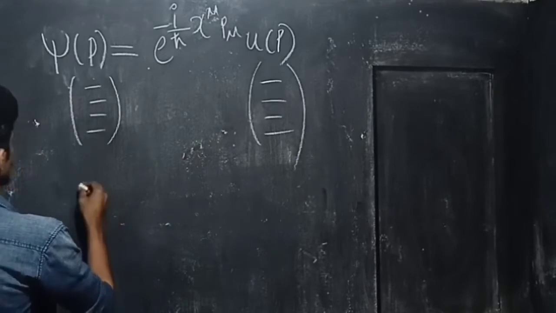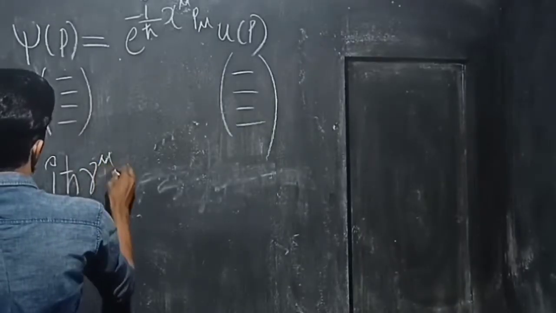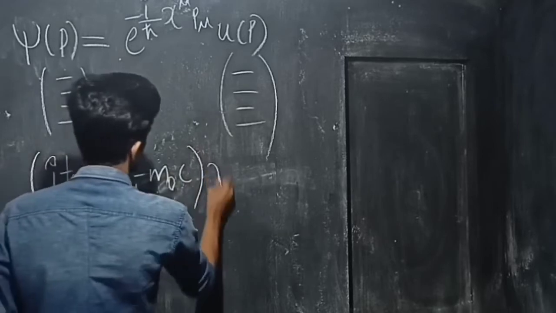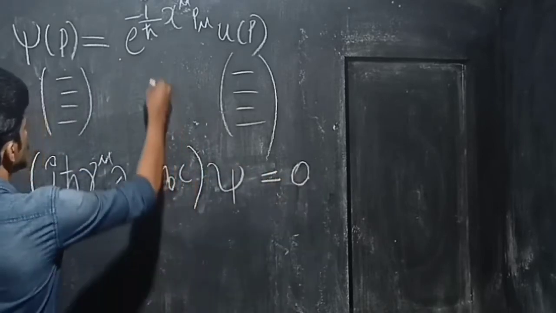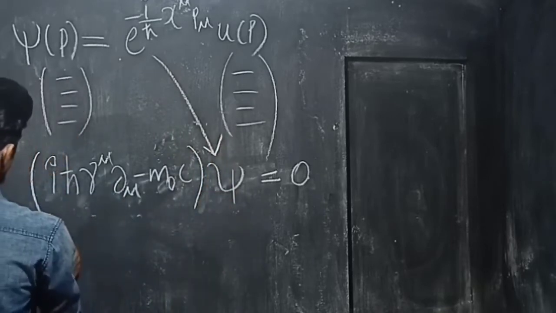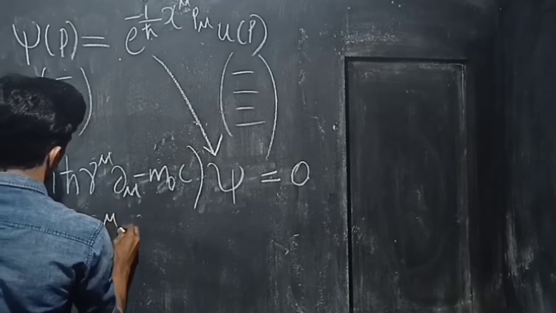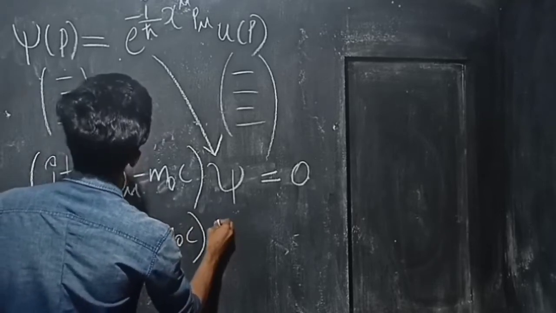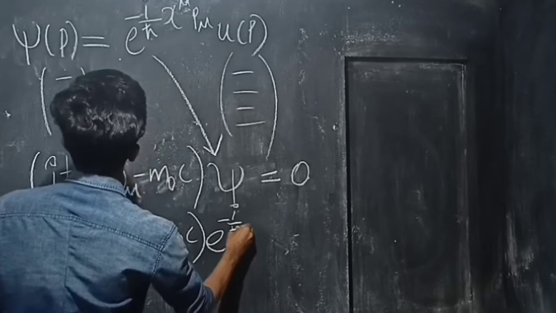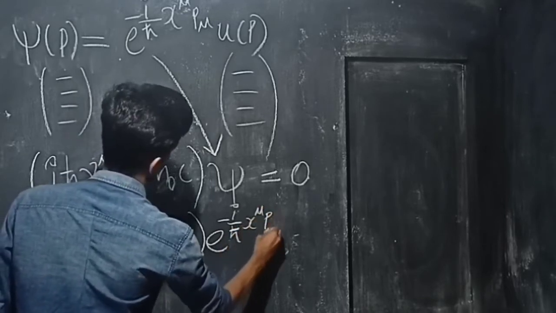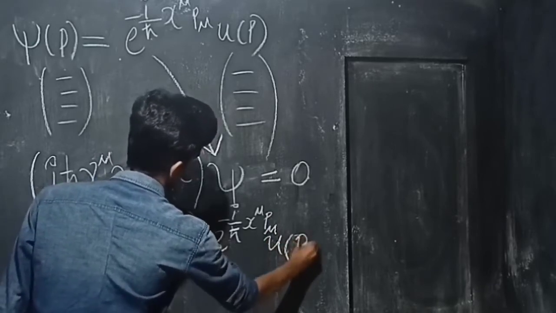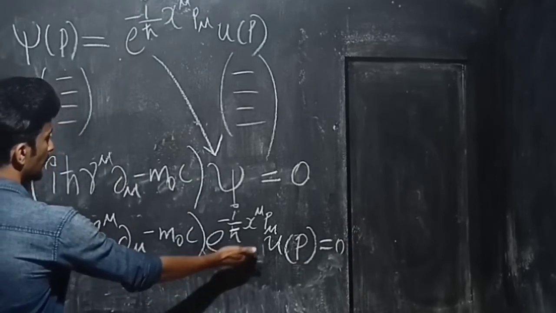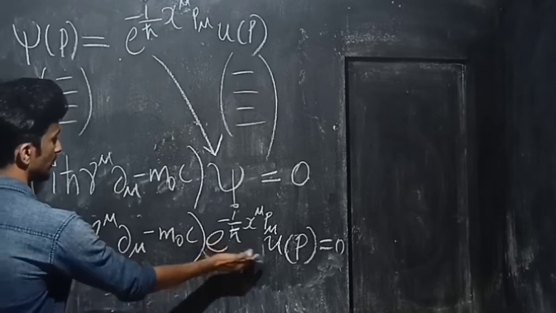We know the Dirac equation as i h cross gamma mu dou mu minus m naught c, where m naught is the rest mass, times psi is equal to 0. On substituting this psi here, we get i h cross gamma mu dou mu minus m naught c, times e to the power minus i over h cross x mu p mu, times u of p is equal to 0. Only this exponential part has the spatial dependence.